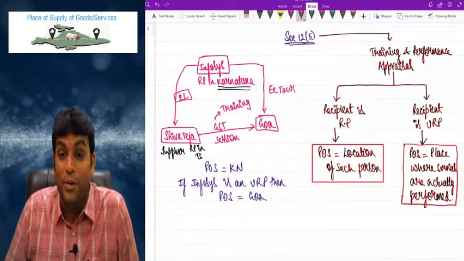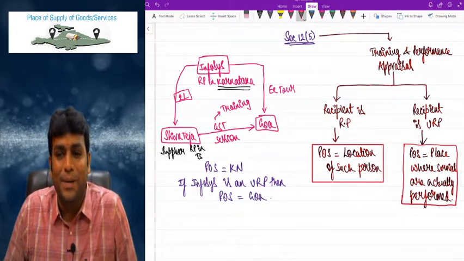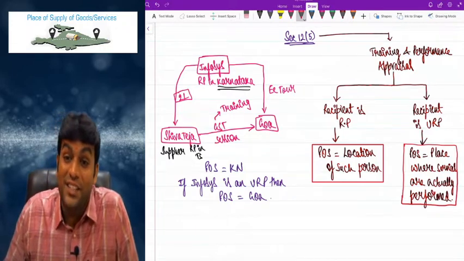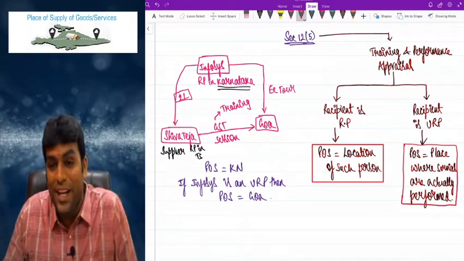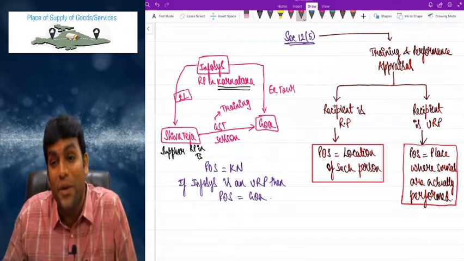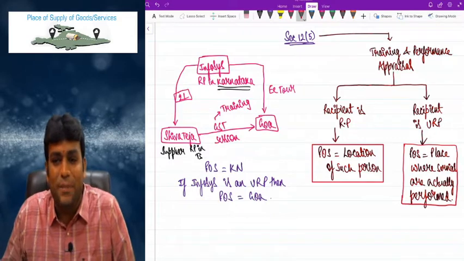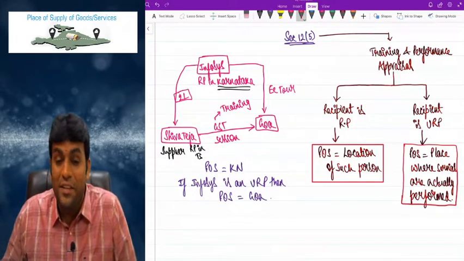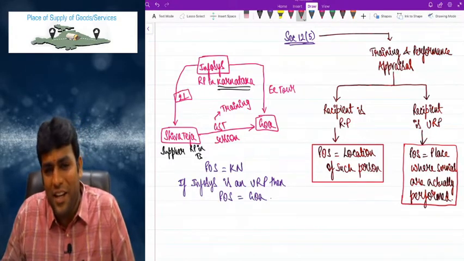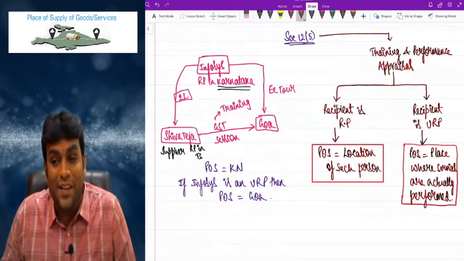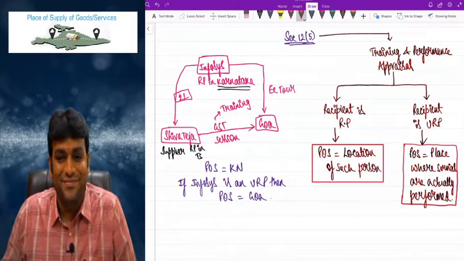And I'm sure the example also is very clear. In the example, generally place of supply is Karnataka, but if Infosys is an unregistered person, then what will happen? Place of supply will automatically become Goa, because they gave importance telling that if the receiver is a registered person, wherever he is registered, that becomes the place of supply. But if unregistered, then the place of supply is the place where services are actually performed.